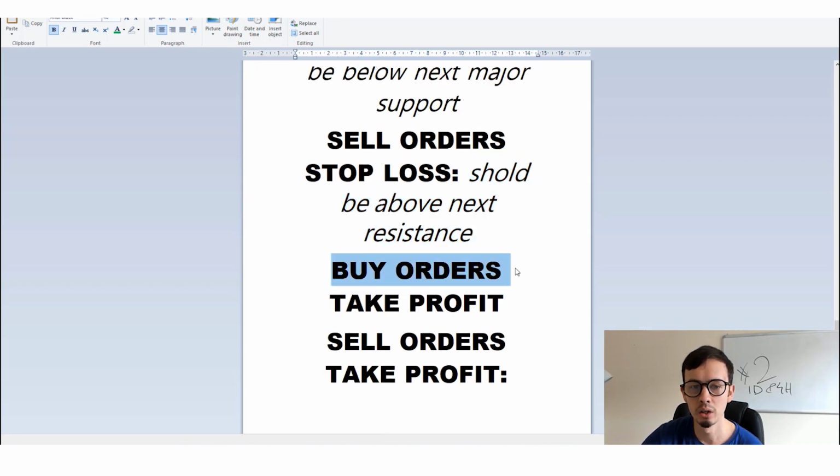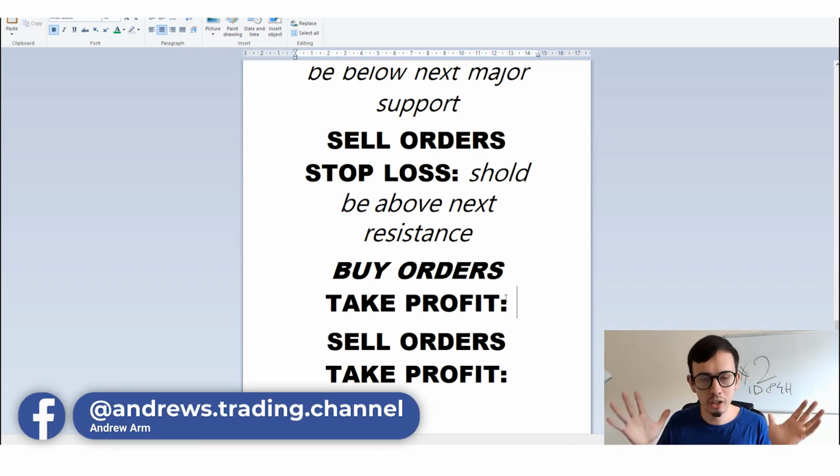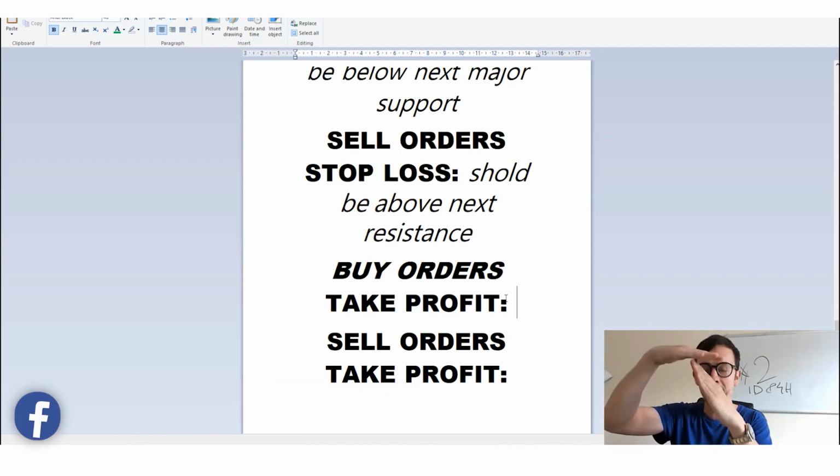And for the buy orders, your take profit level, okay? When you buy, where is the buy order going to stop? Guys, if you place a buy order, it means you will make money only if the price goes up. When is it going to stop going up? We all know when it's going to stop. The price always stops going up at the next resistance.